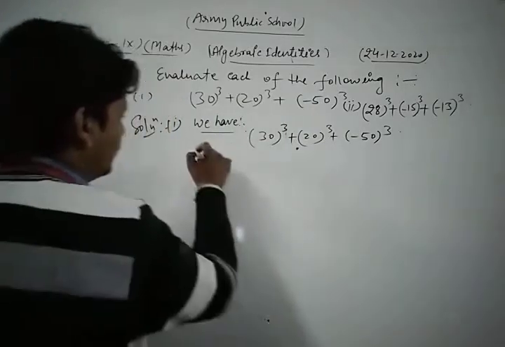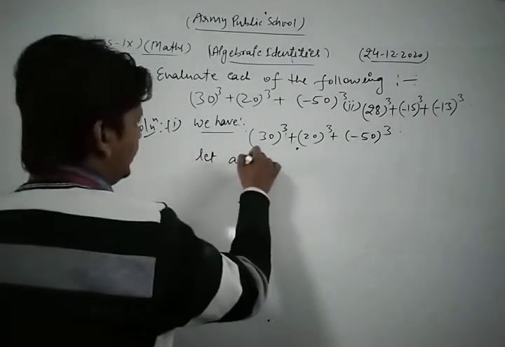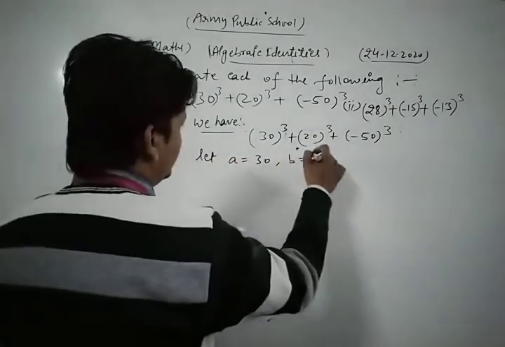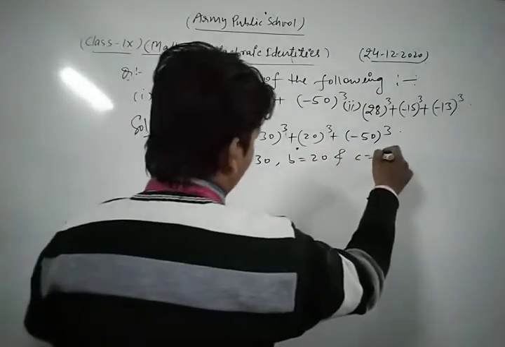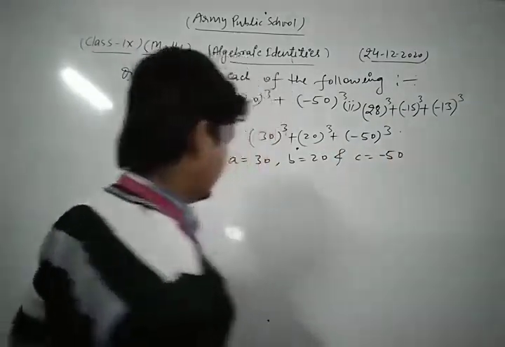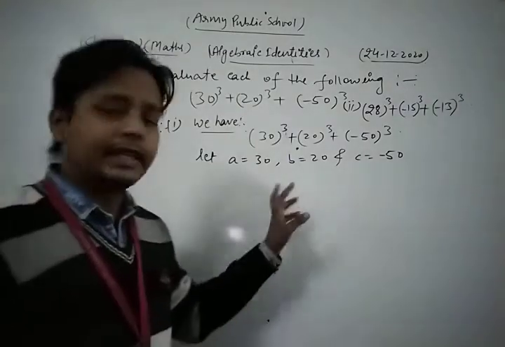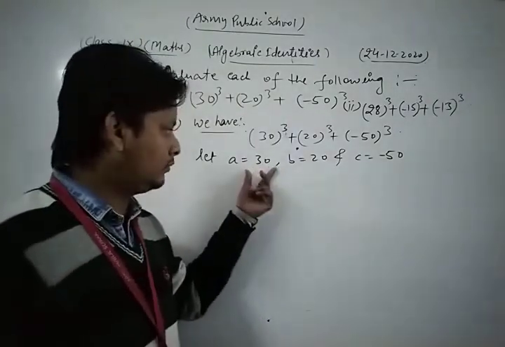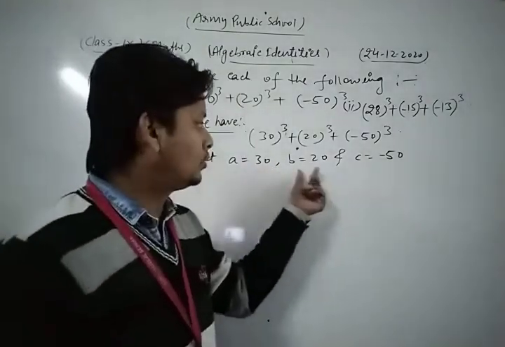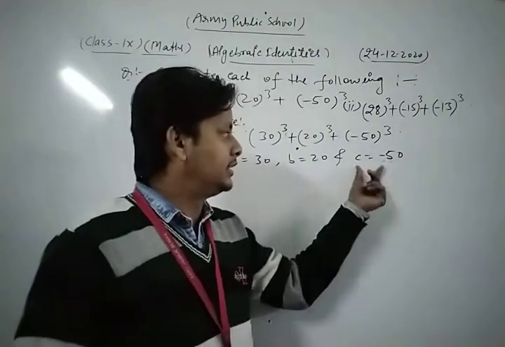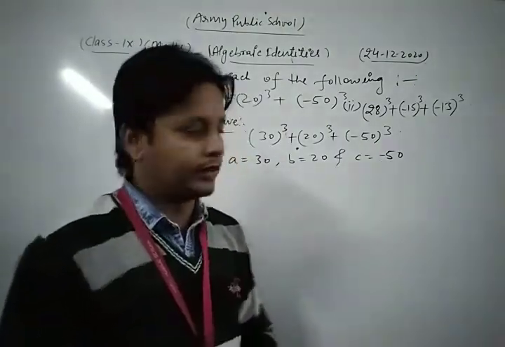Okay, students, first of all, let a is equal to 30, b is equal to 20 and c is equal to minus 50. First of all, we take a is equal to 30, b is equal to 20, c is equal to minus 50.